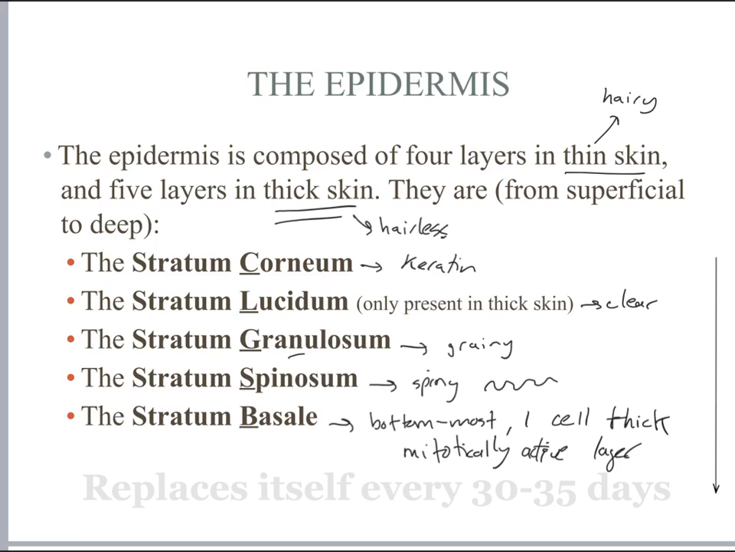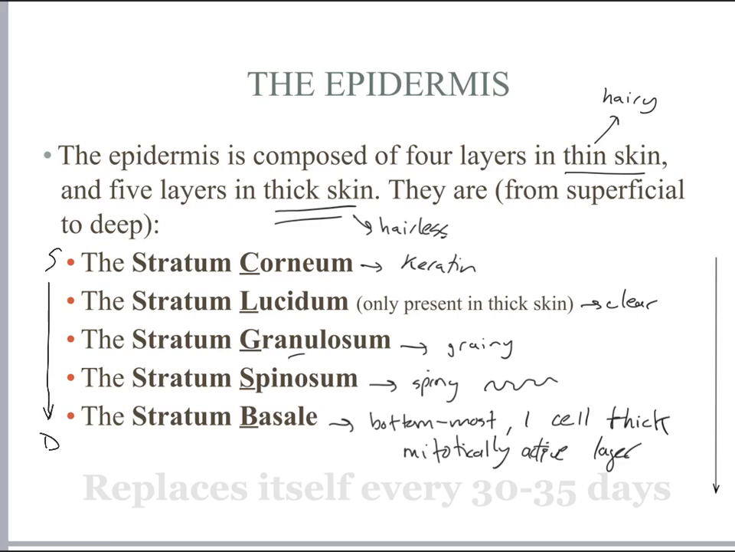Now I've come up with a mnemonic to help you work from, again, superficial to deep. This may work for some students, it may not work for others. You're more than welcome to come up with your own, whatever helps you learn these layers. So starting from the superficial most layer, the stratum corneum, and working lucidum, granulosum, spinosum, basale, we write that classy ladies get sexy boys. Okay, so that's our mnemonic. Classy ladies get sexy boys.